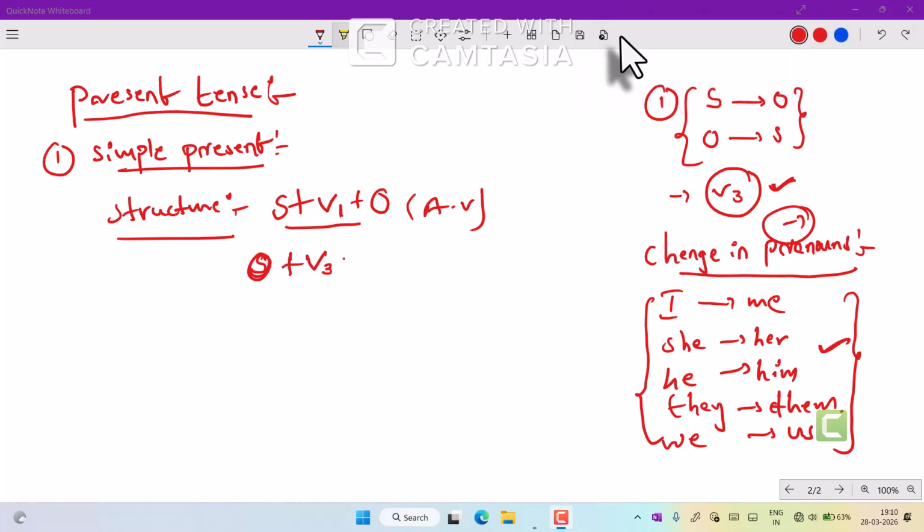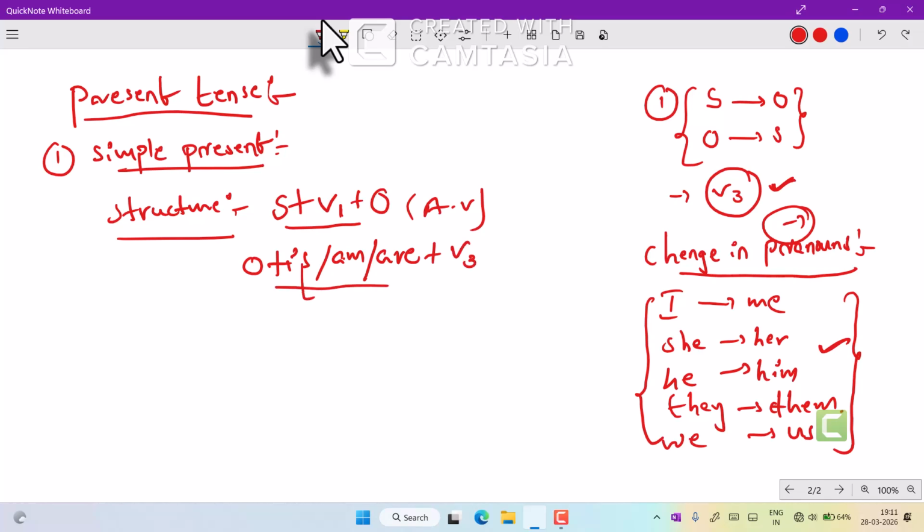Now you see, in this, object plus is, am, are, okay, plus V3. Okay, plus V3. This is what, right? What are is, am, are? We know these are all auxiliaries.